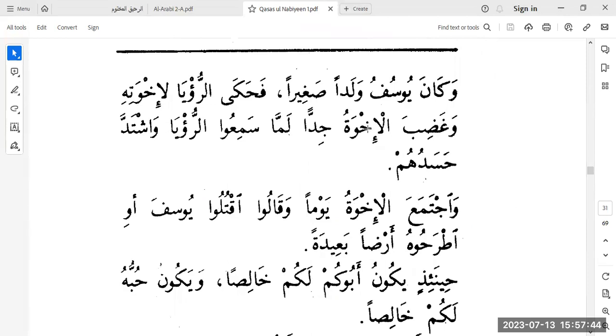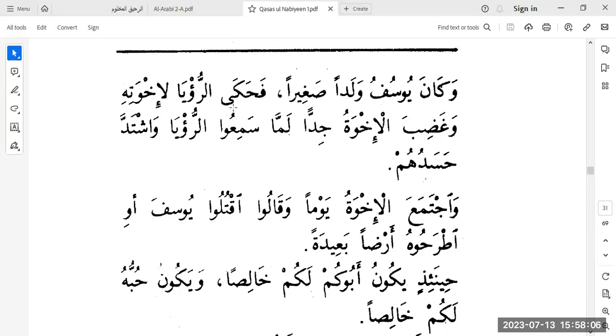وكان يوسف ولدا صغيرا. Sayyidina Yusuf, peace be upon him, was a small boy. فحكى. So we have the word haka here. Haka means to tell a story, like we have the word قص يقص, which also means to tell a story. فحكى رؤيا, and we have another word rawa, ra with a fatha, wa with a fatha, and ya, alif maqsoora. Rawa, it's a naqis verb.